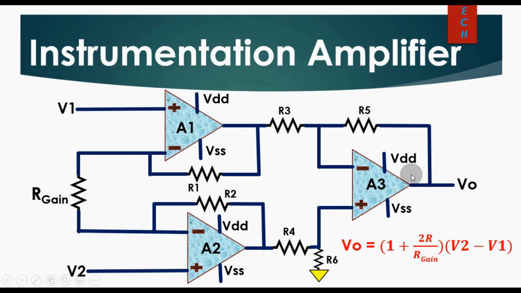So if you want to find the output voltage of the instrumentation amplifier, that is Vout equals 1 plus 2R divided by R gain, let us say all resistances are well matched, times V2 minus V1. This is the R gain which will set the gain of this instrumentation amplifier. This is V2 and this is V1. So hope you understand the connections of the instrumentation amplifier, how the gain is being set and what the output voltage is, right?